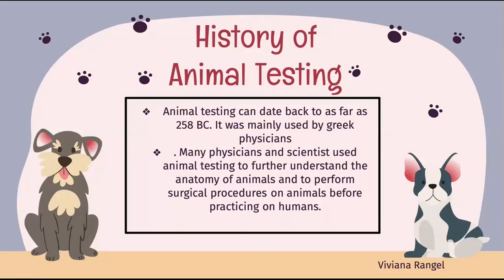In terms of the history, animal testing can date back as far as 258 BC. It was mainly used by Greek physicians such as Aristotle and many others. Many physicians and scientists used animal testing to further understand the anatomy of animals and to perform surgical procedures on animals before practicing on humans because they have similar anatomical structures.